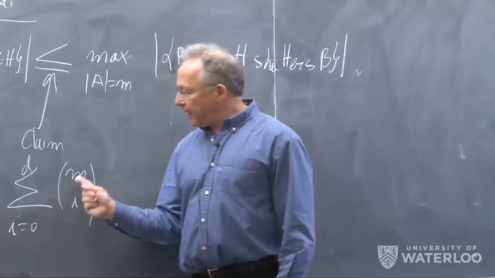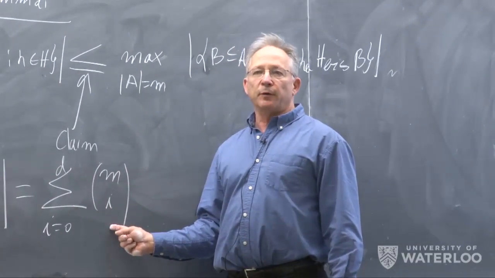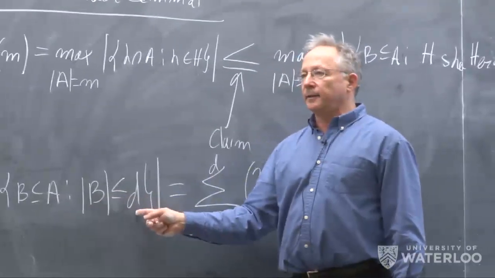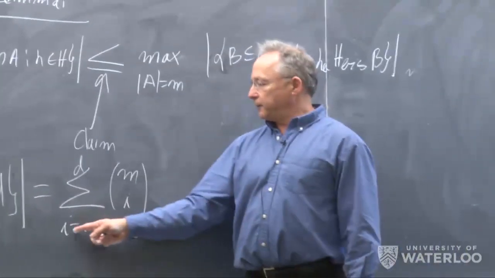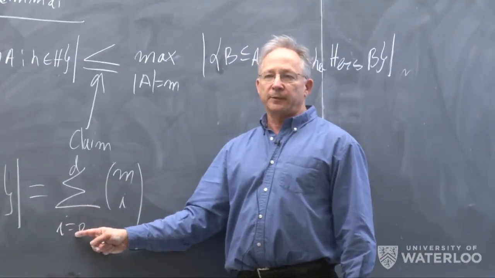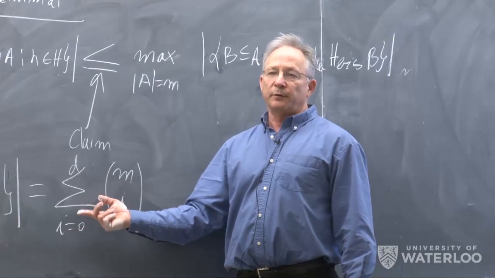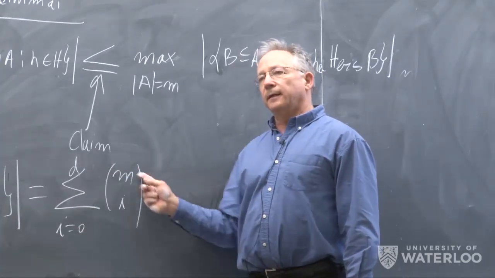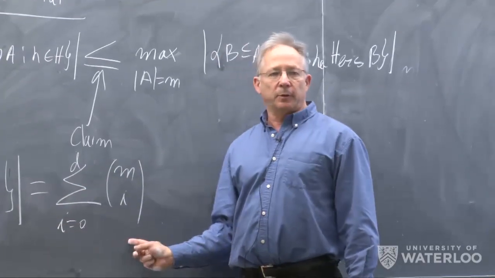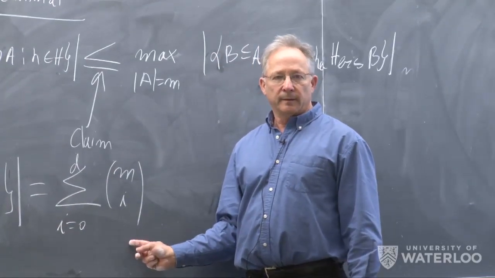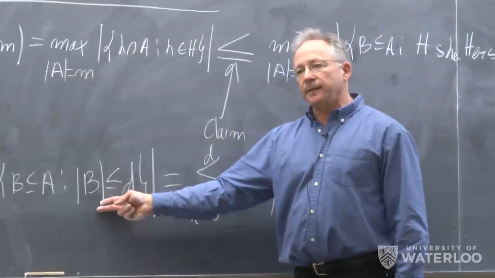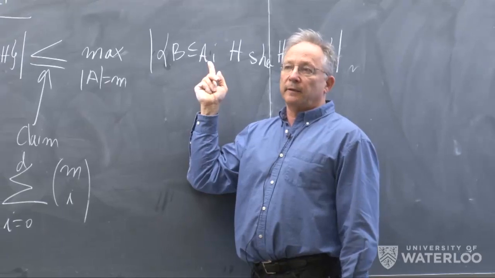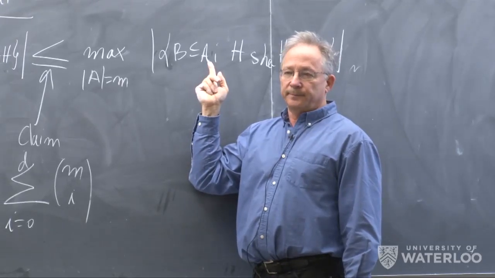Because if I fix an i, m choose i is the number of subsets of size i. The number of subsets of size at most d is the number of subsets of size 0 plus the number of subsets of size 1, and I sum it up to the number of subsets of size d. So this just counts the number of subsets of size at most d. And the number of subsets of size at most d, of course, is an upper bound on what I can shatter, because I can only shatter sets of size at most d.